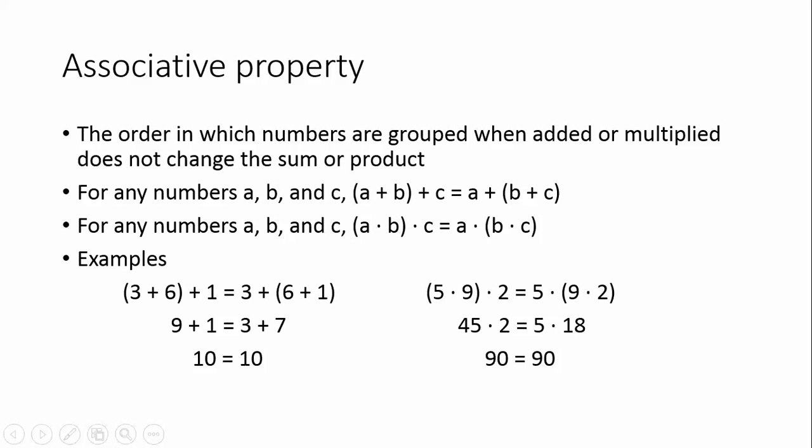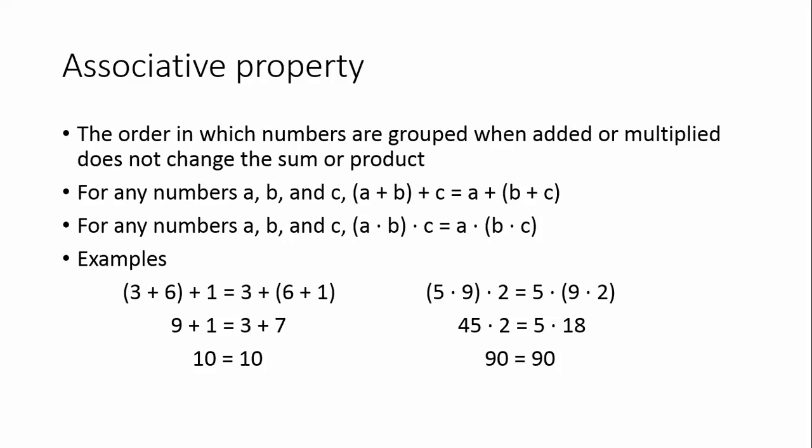The associative property states that the order in which numbers are grouped when added or multiplied does not change the sum or product. So for any numbers a, b, and c, you can add a and b first. Notice they're in parentheses, so the order of operations would have us add a and b first, and then add c. Or, on the right-hand side, you could add b and c first, and then add a. Similar for multiplication, a times b first, it's in parentheses, then times c, or b times c first, and then multiply by a. And you can see two examples at the bottom.